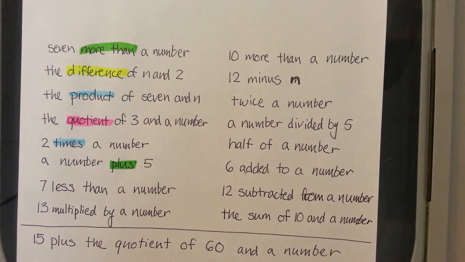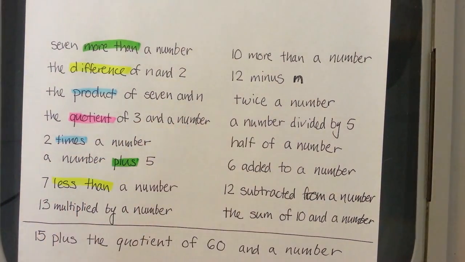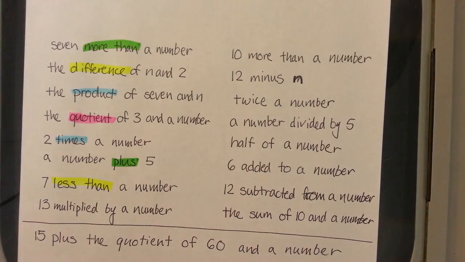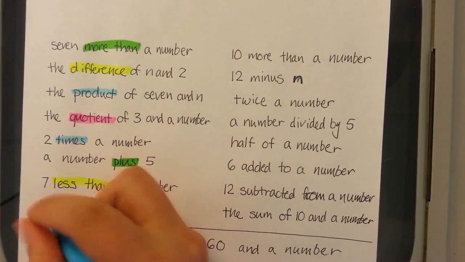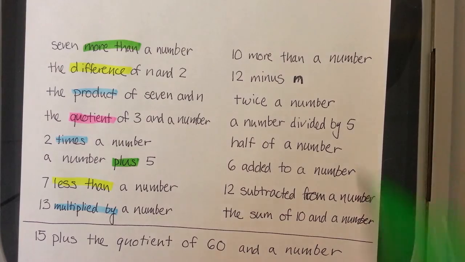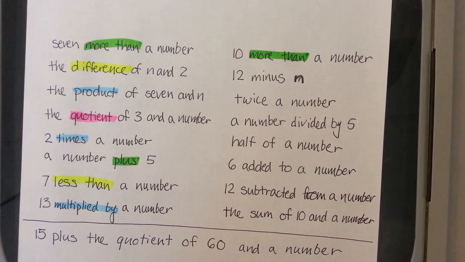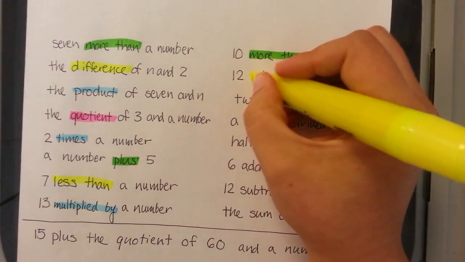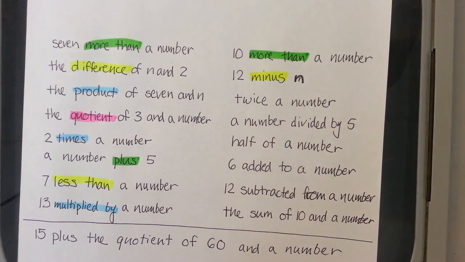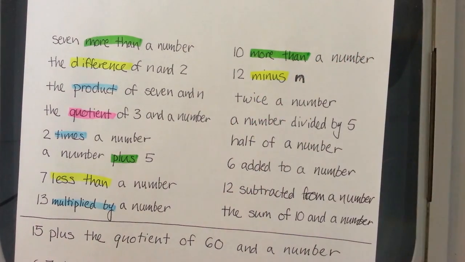7 less than a number. Less than is subtraction. 13 multiplied by a number. Multiplied by is multiplication. 10 more than a number. More than is addition. 12 minus n. Minus is subtraction. Twice a number. That is multiplication. Oops, that's blue.